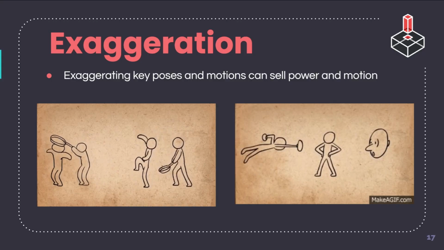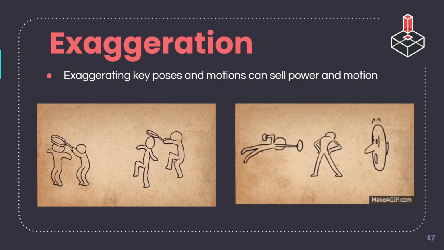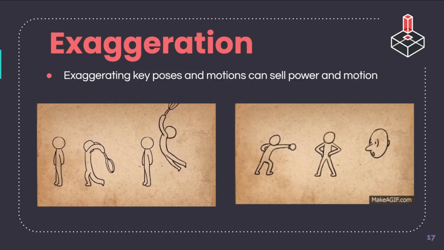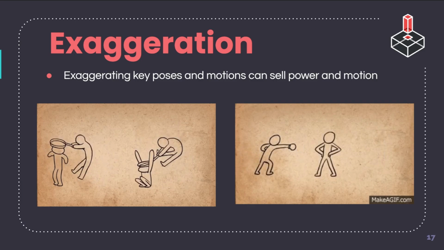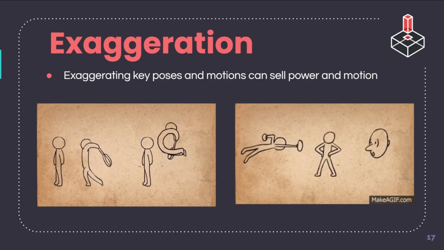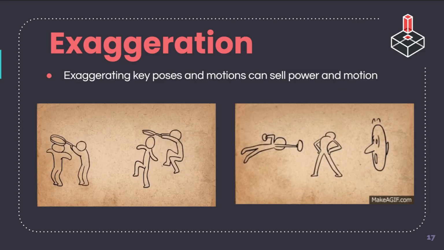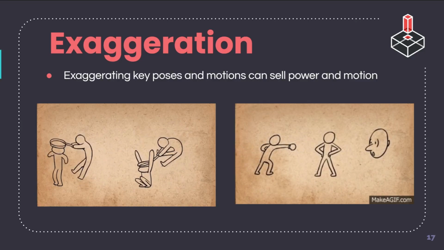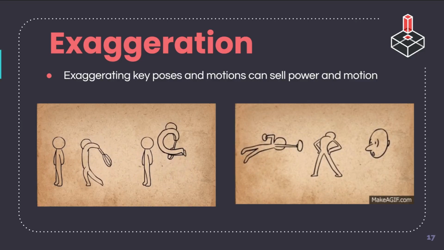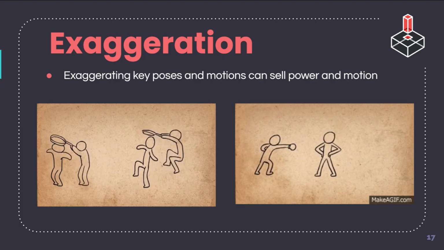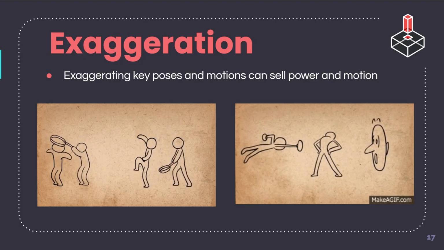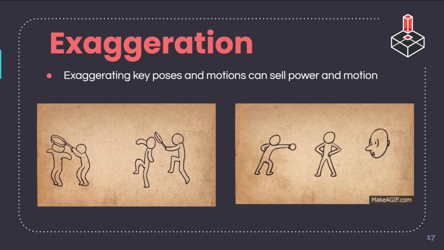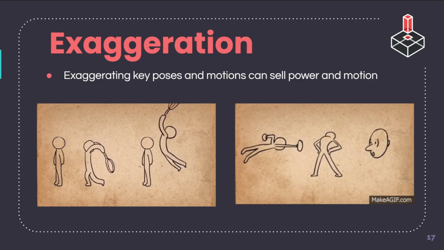Exaggeration. This one's number 10. We're almost there. Animation that perfectly replicates real life tends to be dull or boring. Disney animators ultimately found that exaggeration actually makes things look more convincing. Pushing key poses into more extreme positions can sell power and motion way better. The faster the animation, the easier it is to also hide extreme exaggerated deformities. So, you can have crazy stretch frames as long as they're quick.